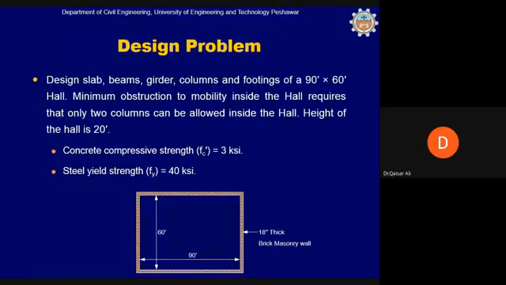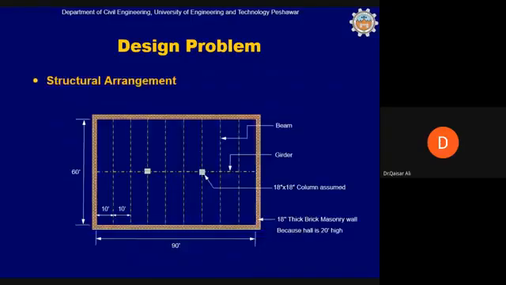So if 2 columns are allowed, we will take advantage of this and place the 2 columns symmetrically. We'll try to place these 2 columns symmetrically in this hall, like this.